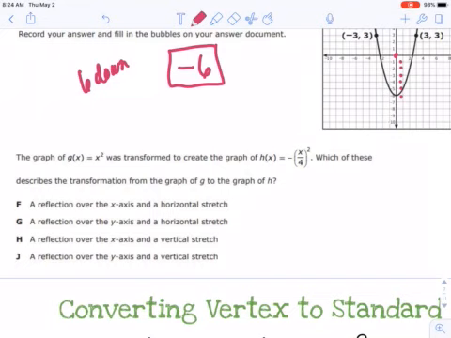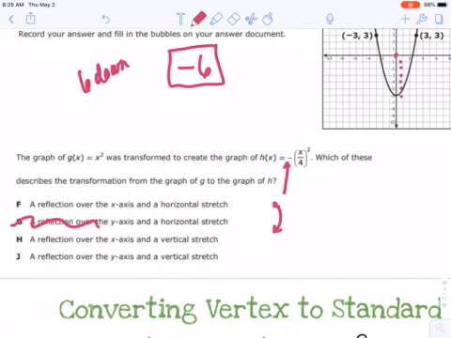The graph g of x equals x squared, which is the parent function, was transformed to create the graph of h of x equals negative (x/4) squared. Which of the following describes the transformation? Well, this negative is outside the parentheses, so that means that something vertical is happening. That means that we are reflecting it across the x-axis.